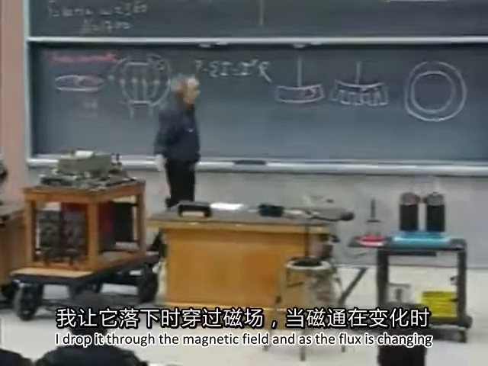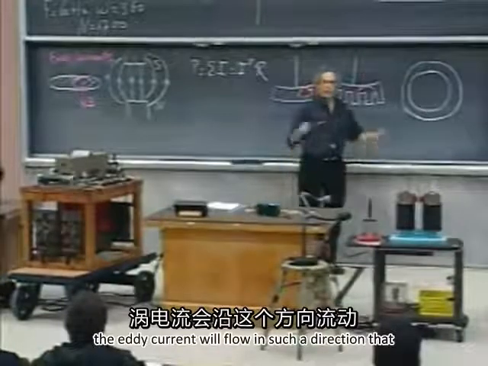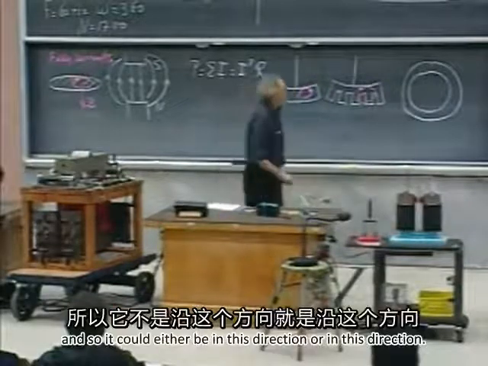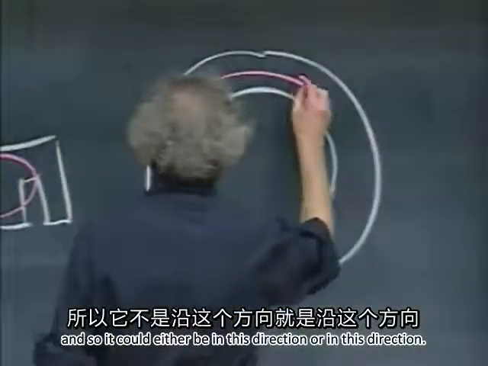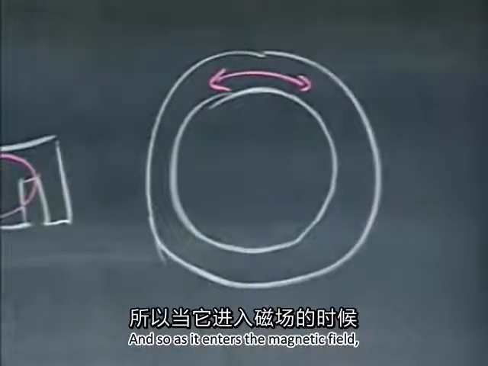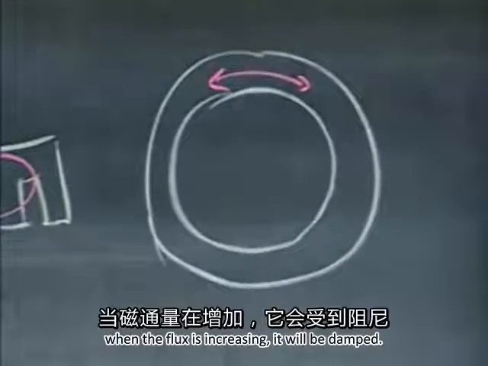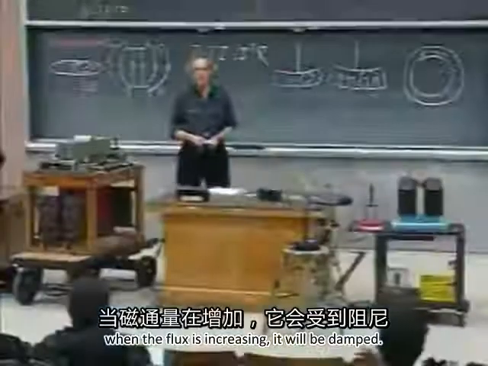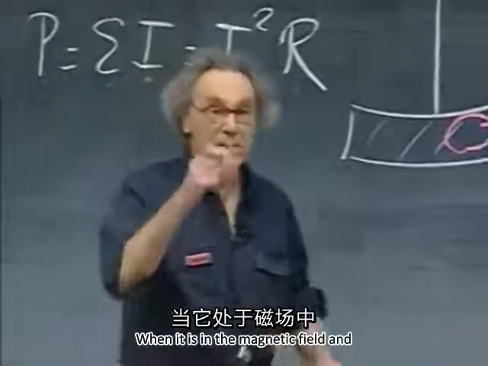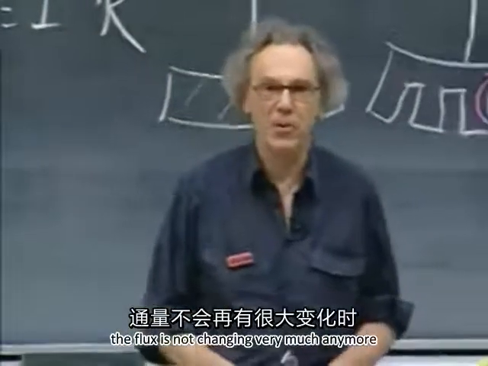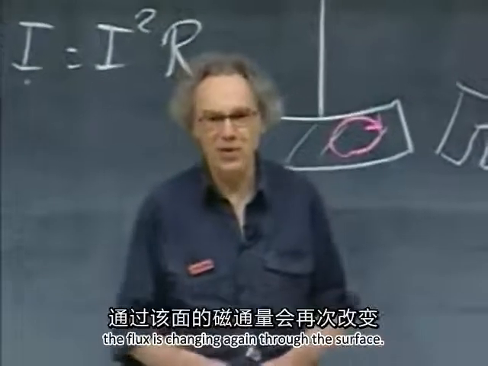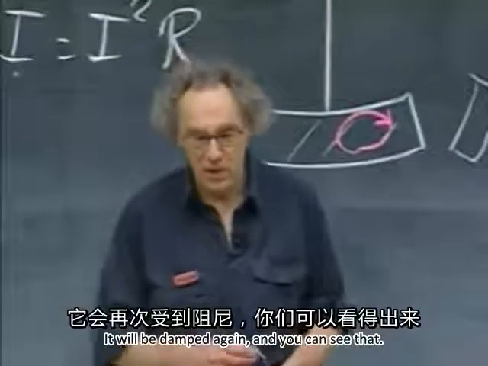And as the flux is changing, the eddy current will flow in such a direction that it will oppose the change. It could either be in this direction or in this direction, I don't know, but it will flow to oppose the change. And so as it enters the magnetic field, when the flux is increasing, it will be damped. When it is in the magnetic field and the flux is not changing very much anymore, there will be no damping. But when it comes out of the magnetic field, the flux is changing again through the surface, it will be damped again, and you can see that.